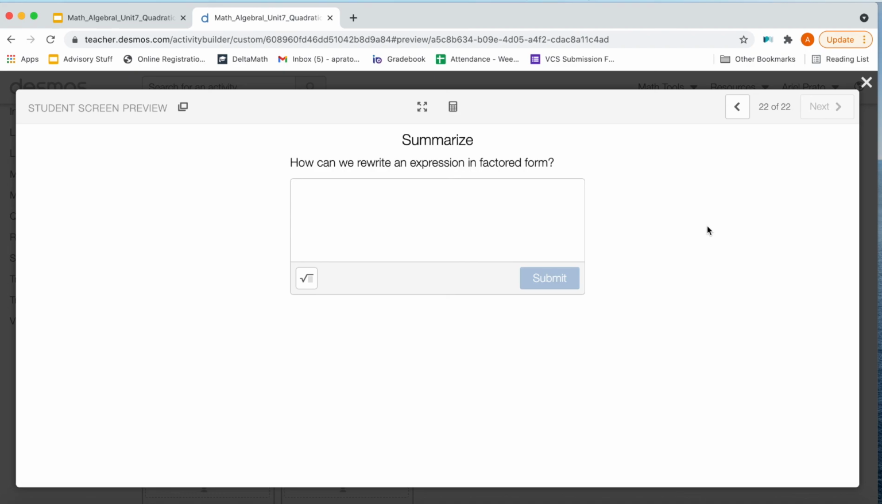And by having this conceptual understanding, it's going to prevent them from making mistakes in the future based on misconceptions.